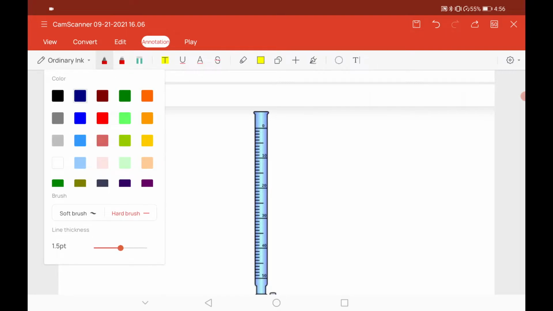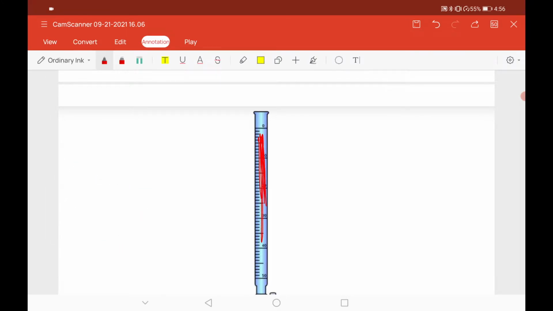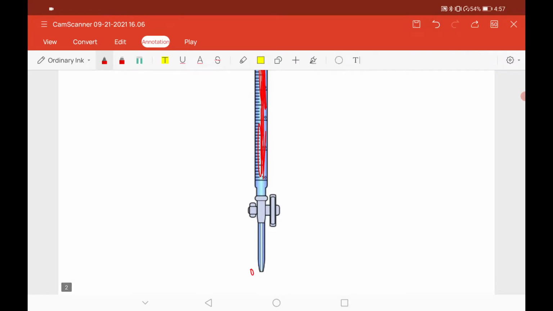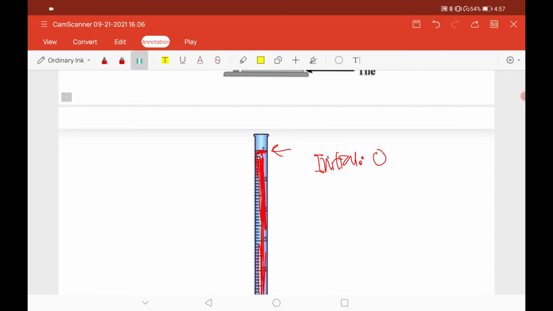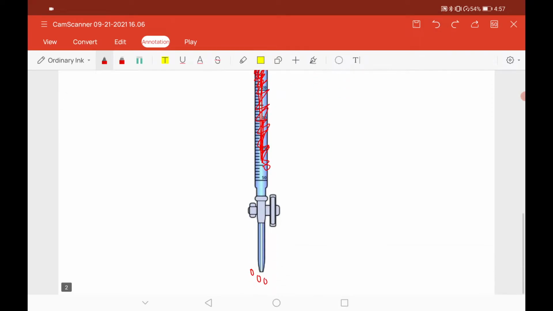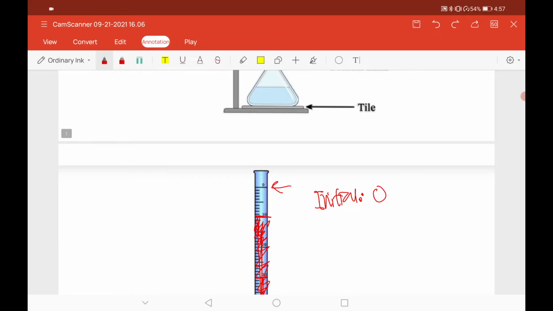Imagine this: initially the liquid is until here, so the reading is 0. The initial reading is 0, let's say. When you open it and some of the liquid goes out, you can see the level goes down. Here is empty already because the liquid has gone out. So now what is the final reading? You see, the final reading is here. The final reading is 10.